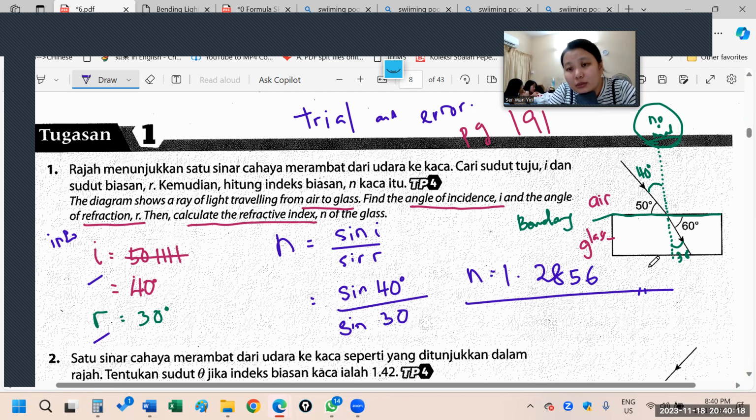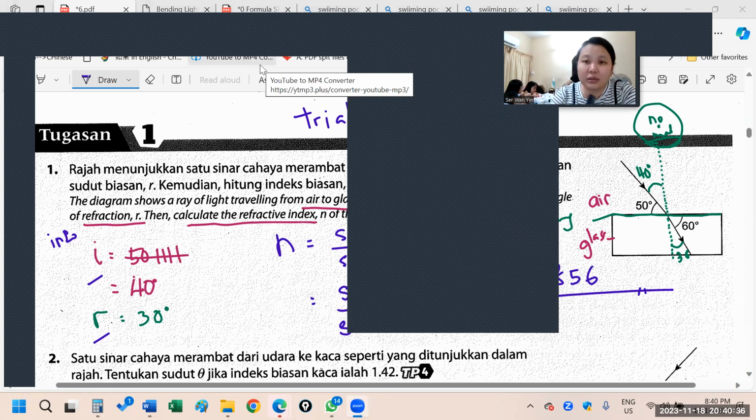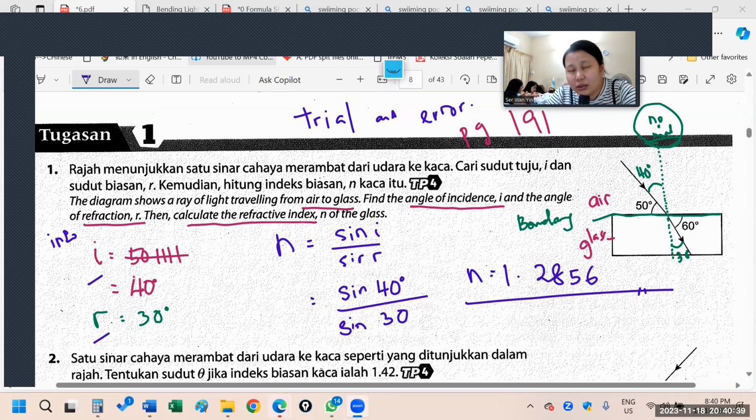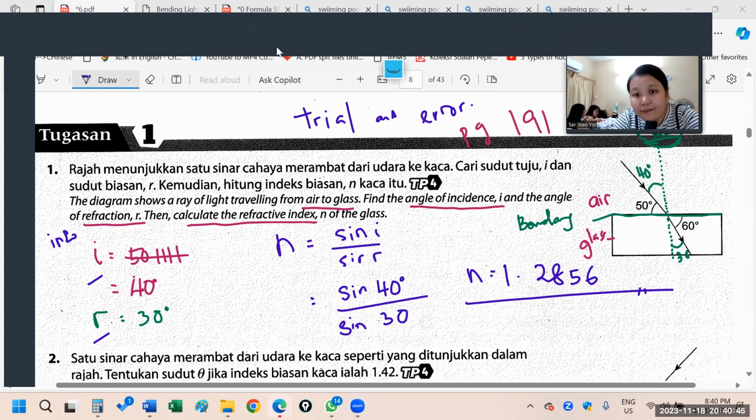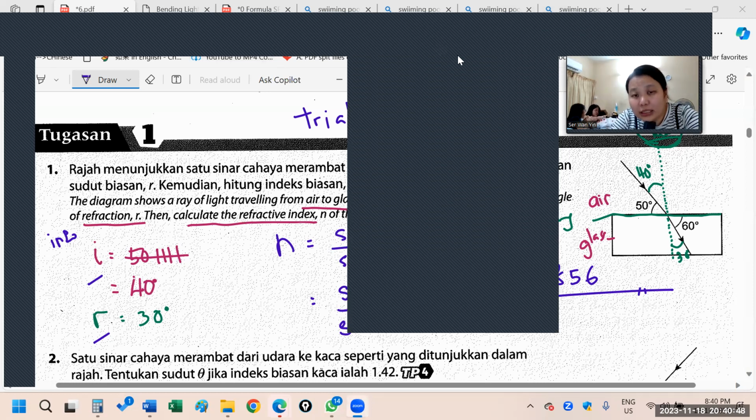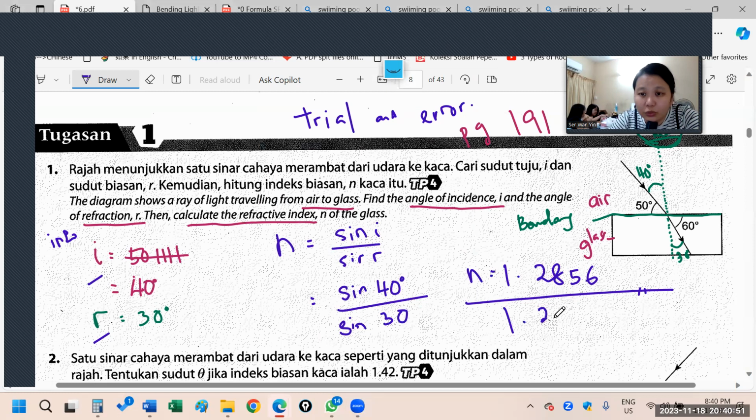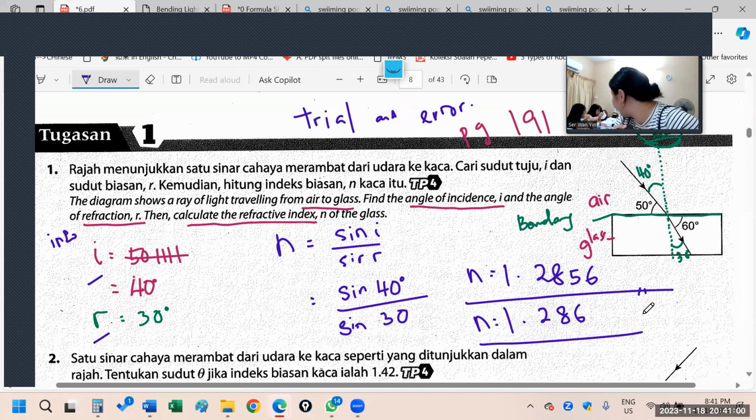No unit because it's just a number. It refers to how much it will refract. The bigger the number, the more it refracts. How many decimal places for this chapter? At least 3, but I like to use 4. When I do marking schemes, I like to have 4 decimal places.